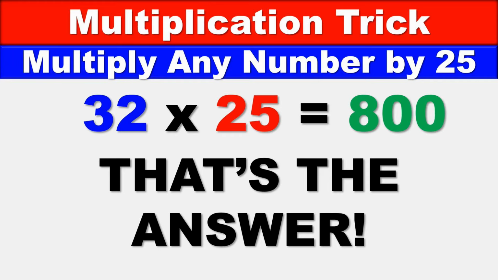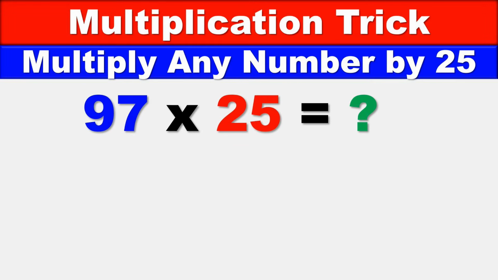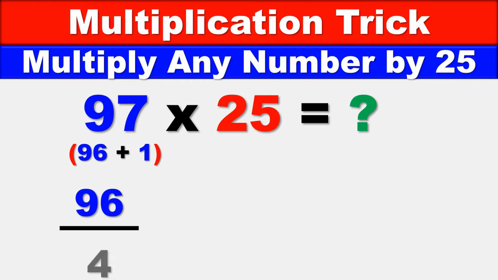Let's take a look at our next example. 97 times 25. Now, as you may notice, 97 does not go evenly into 4. So what we have to do is find the closest multiple of 4 without going over 97. This case is just 96. So, as 97 is 96 plus 1, we just do 96 divided by 4, which is 24. Now, since doing 97 divided by 4 will leave us with a remainder of 1.